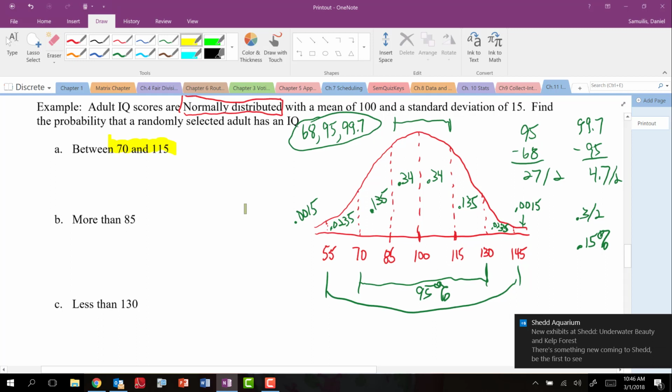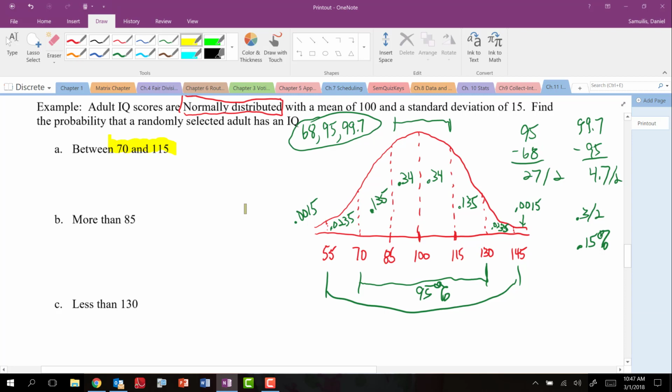70 to 115. What percent of the men have an IQ between 70 and 115? This is how it's going to work when we're using the empirical rule. It's going to work out perfectly. Then later we're going to need some formulas when it doesn't.